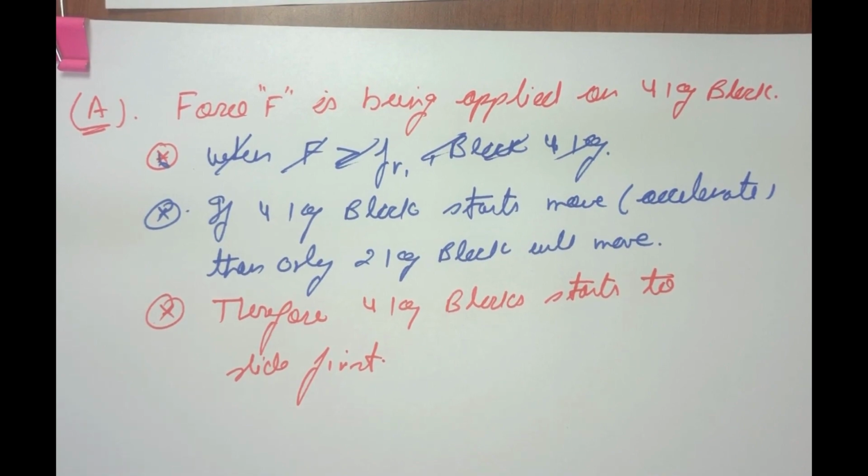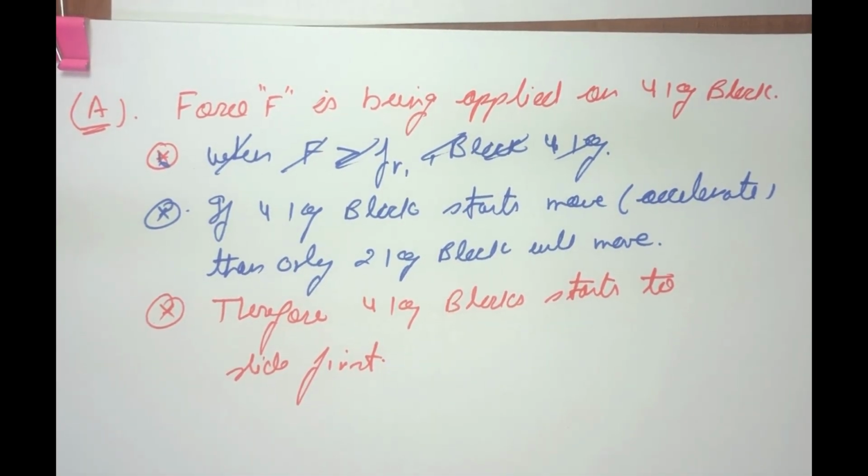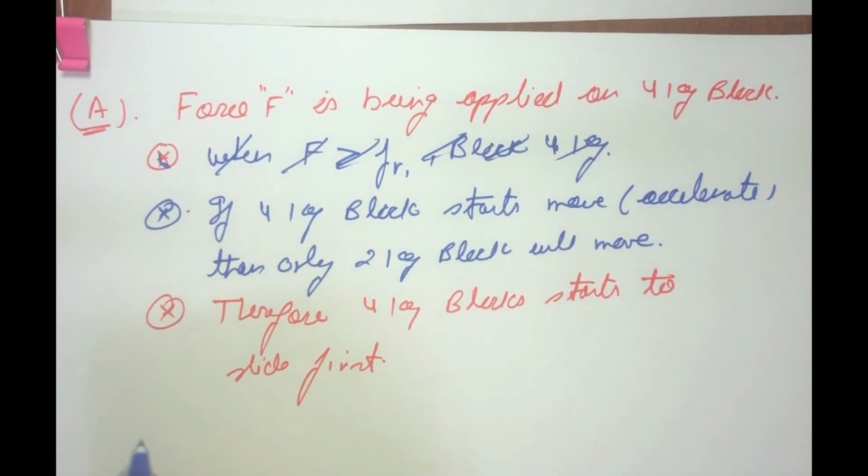So this was our A part. In the B part, it is asked what the minimum force is at which any part of the system starts sliding. So in the B part, we are going to find out what will be the minimum value of the force F. Let us do B part.